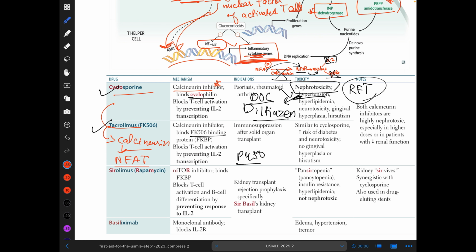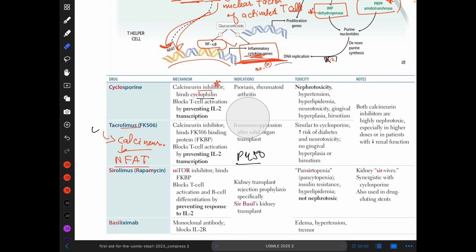We can go on to other side effects. It can cause hyperuricemia and gout, hyperglycemia, and neurotoxicity. But cyclosporine has some special and unique side effects: gingival hyperplasia and hirsutism. Tacrolimus does not cause gingival hyperplasia and hirsutism.